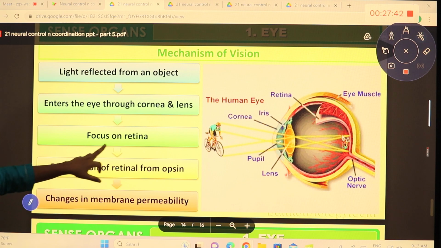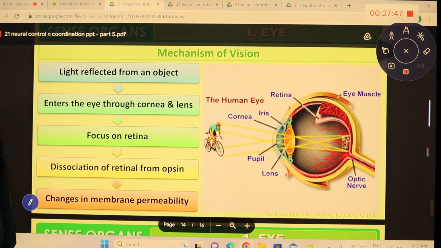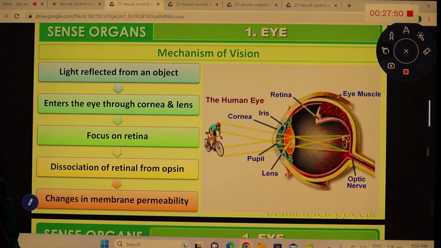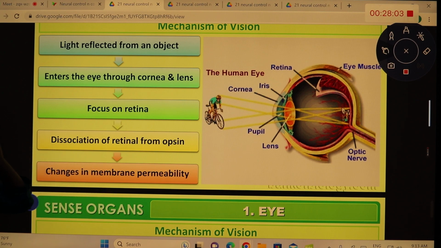So then, focus on the retina, then dissociation of the retinal from opsin. You have this rhodopsin, right? Where is rhodopsin present? In the rods. This rhodopsin will break, and that will generate an action potential. That action potential will send an impulse to the brain. Changes in the membrane permeability will happen, inducing an action potential, and transmission of nerve impulses will happen. That is your optic nerve. You studied yesterday that in your cerebrum we have an optic area, correct, which is exclusive for vision. So all the impulses will be processed in the brain.